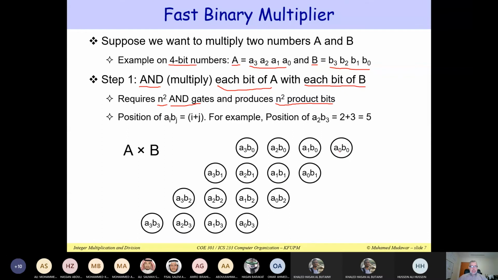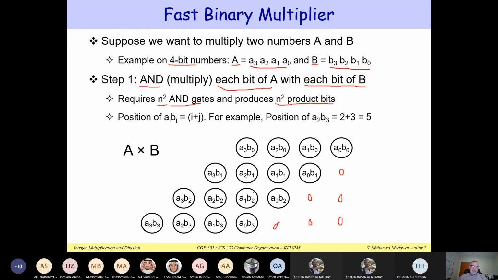Now, notice that I'm showing them as A0B0, A1B0, A2B0, A3B0. This is my first partial product. When you take bit B0 and multiply it by all the bits of A, then you take bit B1 and multiply it by all the bits of A, and so on. Notice the shifting. So this must be 0 here, this must be 0, this must be 0. So we have to shift the bits, and all of these are zeros.